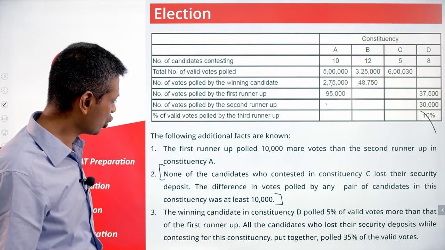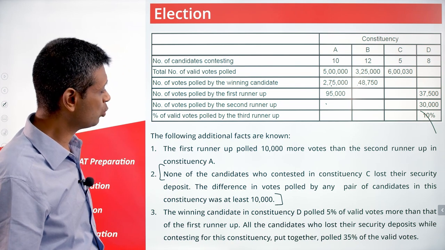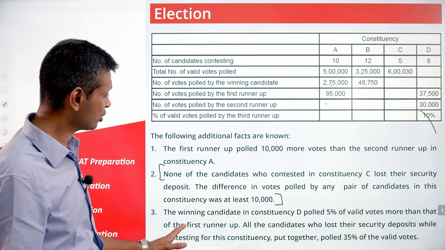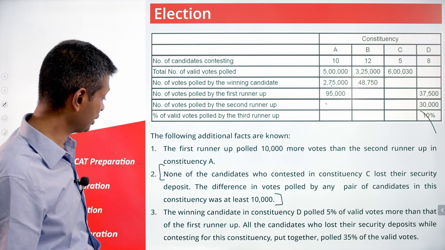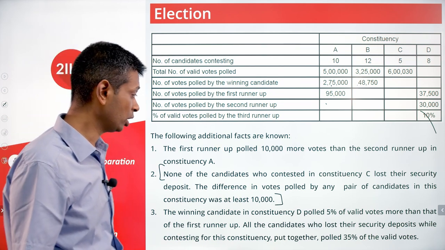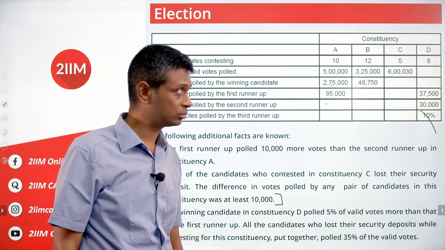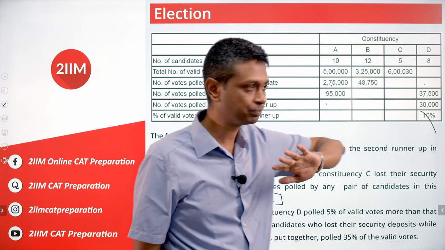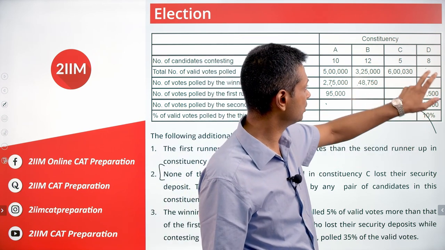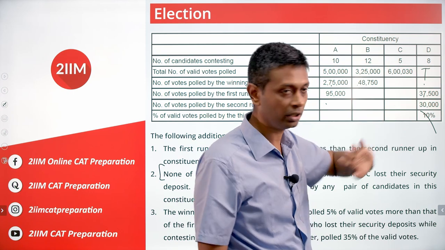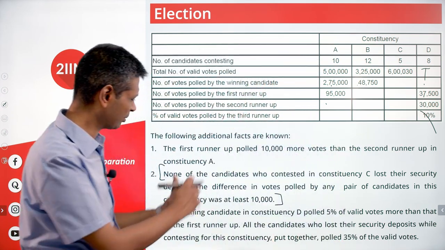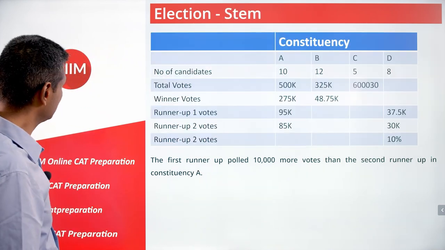The winning candidate in constituency D polled 5% of the valid votes more than that of the first runner-up. All the candidates who lost their security deposits while contesting for this constituency put together polled 35% of the valid votes. So this candidate gets 37,500 plus 5% of the total. We don't know the total, so maybe call it T. This candidate gets 37,500 plus 5% of T. That should give us something about D as well.